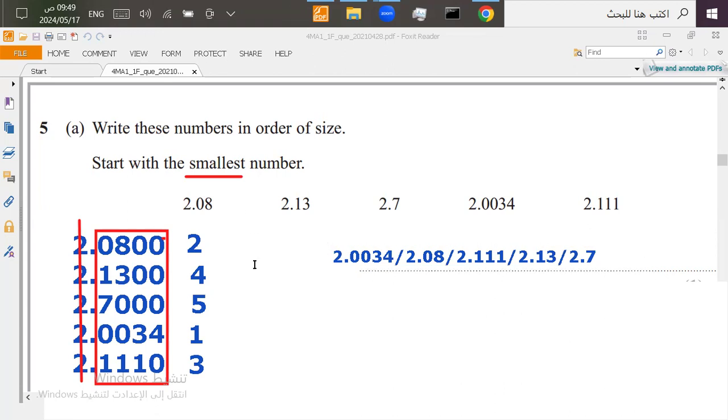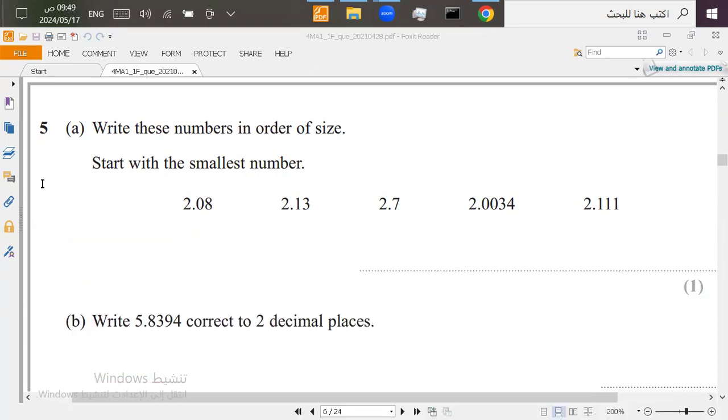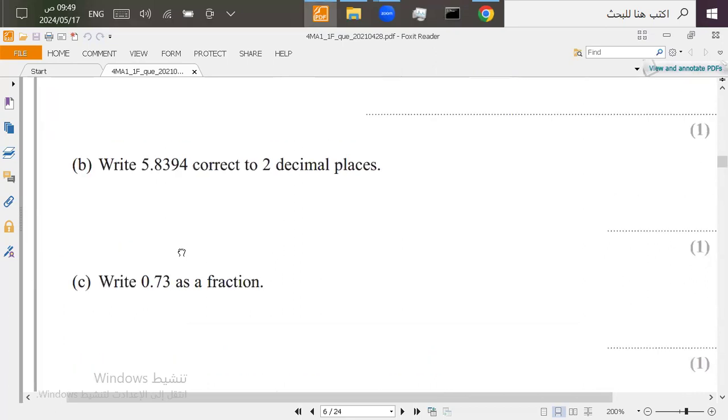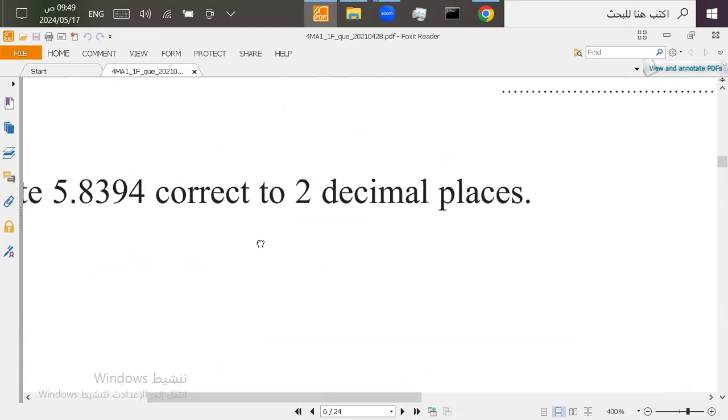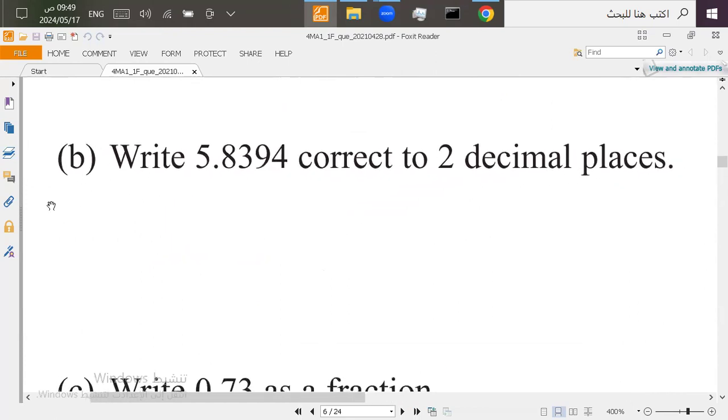Now, let's move on to the next question. Question B. Write this correct to two decimal places. When you write a number correct to a decimal place, it means you look at the numbers after the decimal point and you start counting. And you have to involve or take the number before the decimal point. So this one is going to be in the answer. Now you start counting after the decimal point. So we have 1, 2. So these are two numbers after the decimal point.